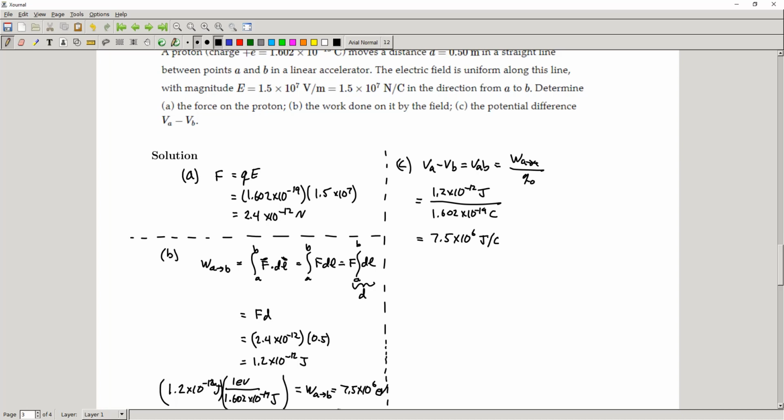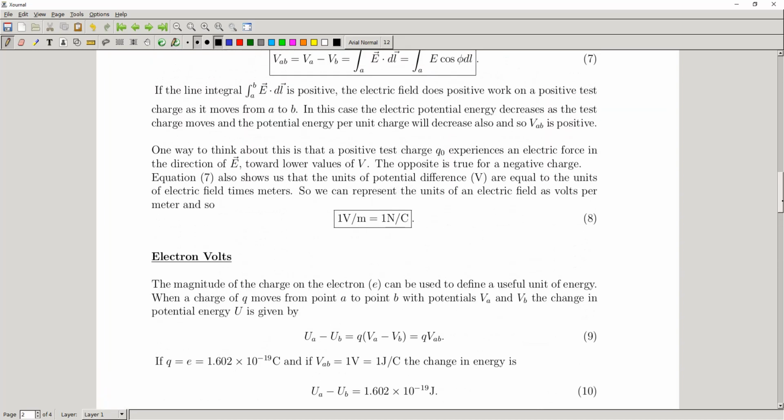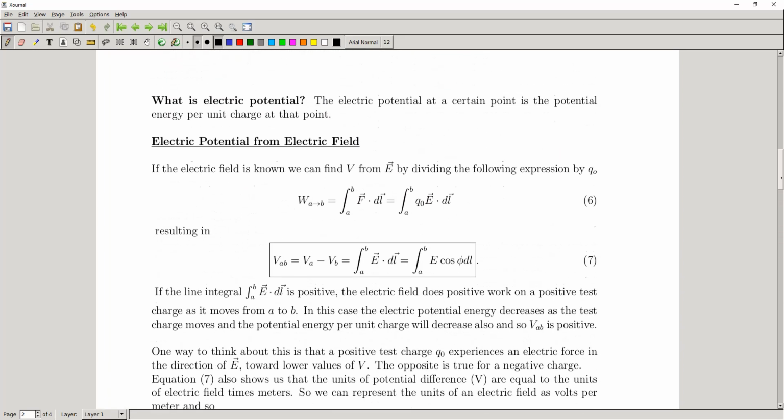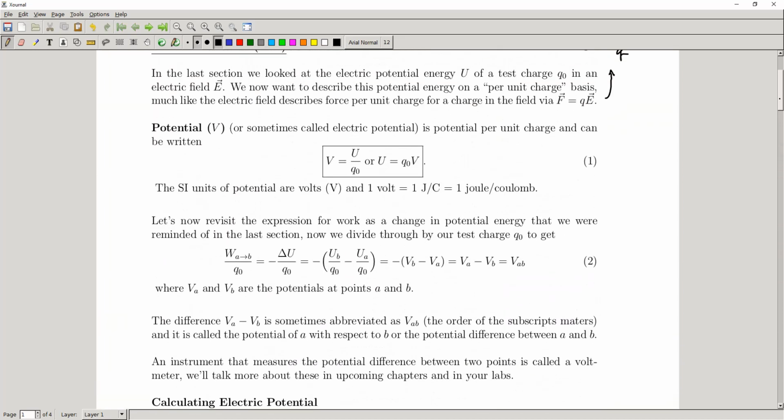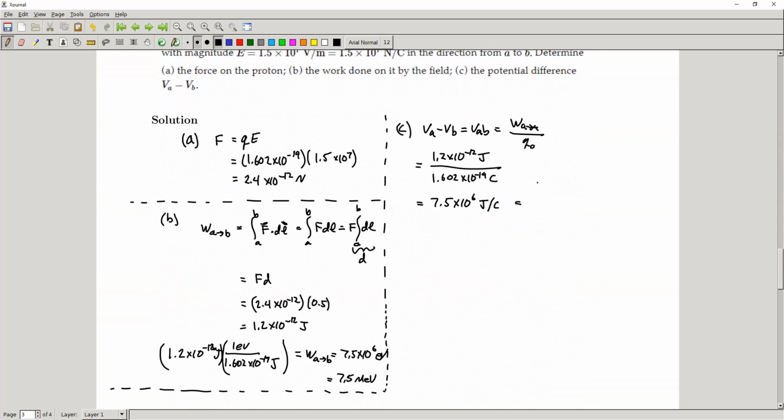Okay, and I can write it like this. This is also going to be, because of what we see above here, joules per coulomb. Joules per coulomb is 1 volt. And so if we come down here, we can also write this as 7.5 times 10 to the 6 volts, which is also 7.5 megavolts.